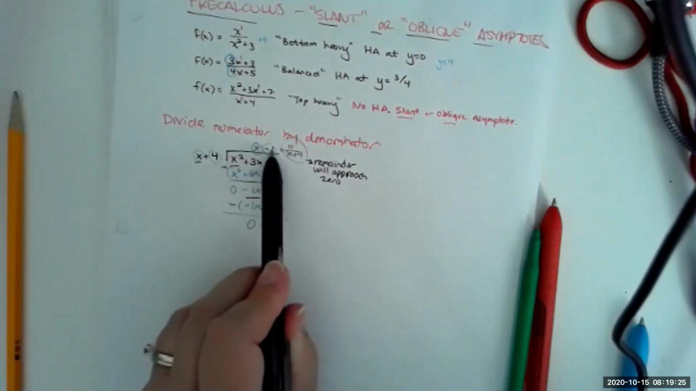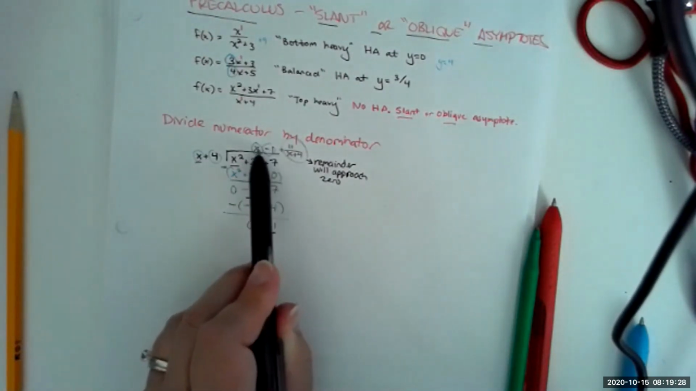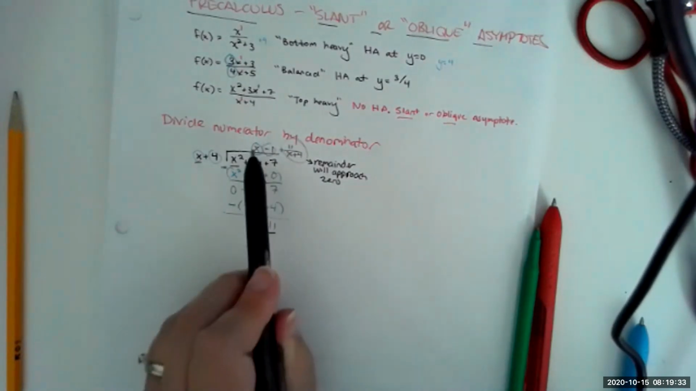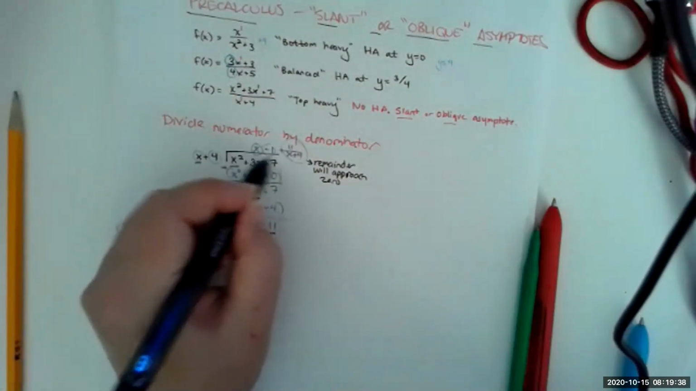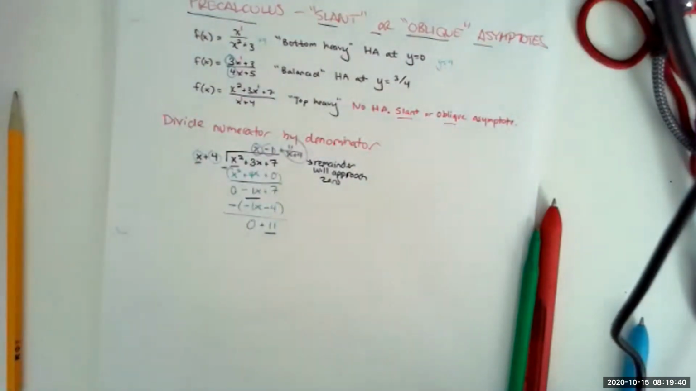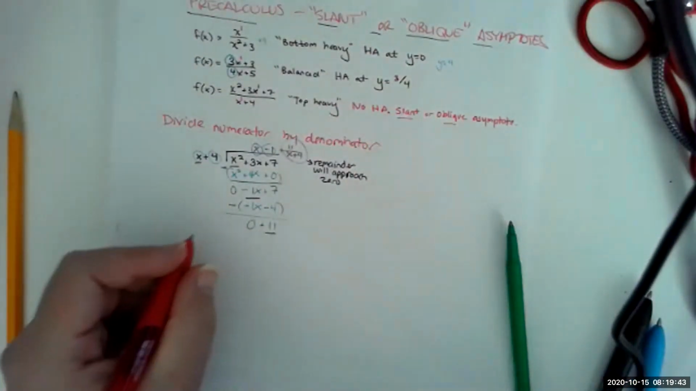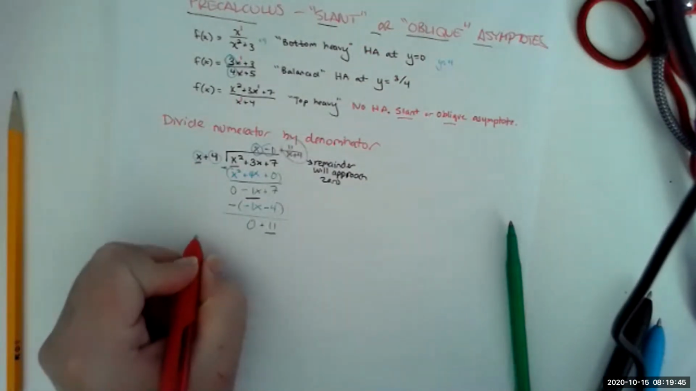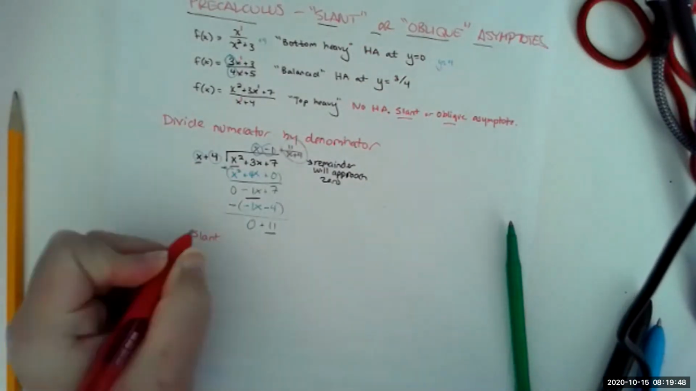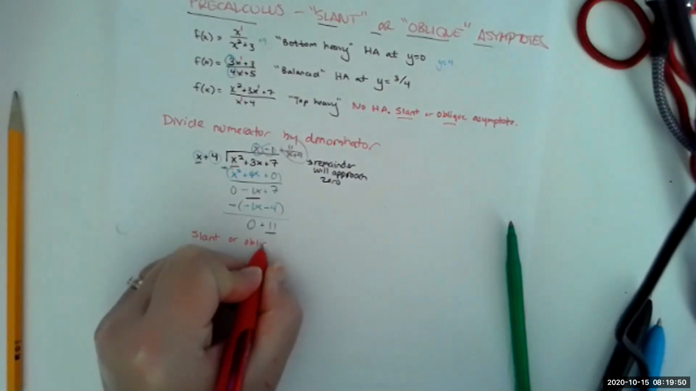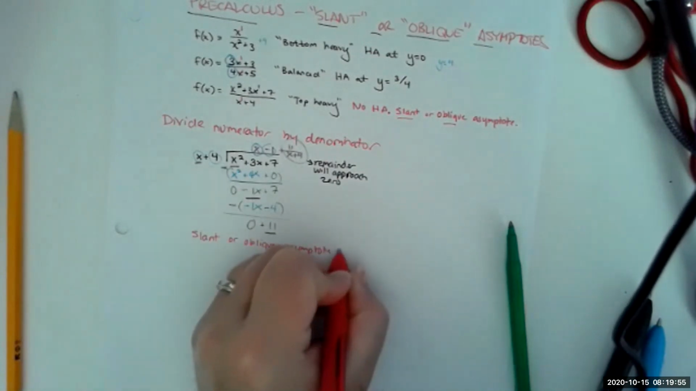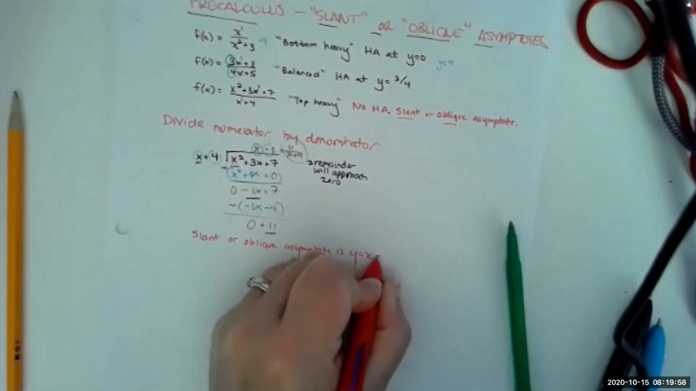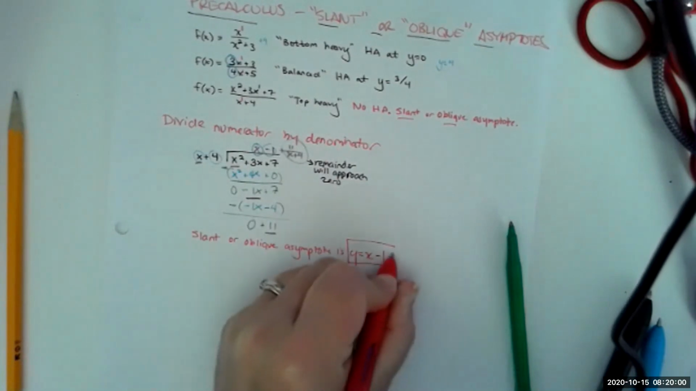But the main quotient, what's in purple here, x minus 1, will stay relevant, because you'll have 1,000,000 minus 1. This entire expression represents your slant asymptote. So for this problem, your slant asymptote, or you can say oblique asymptote, is y equals x minus 1. Okay.